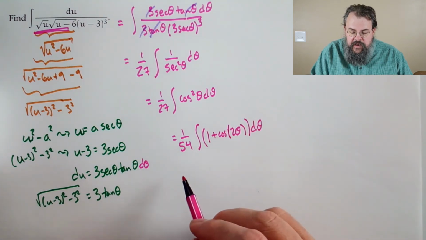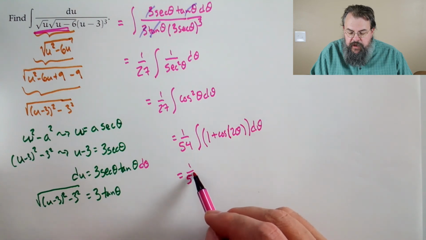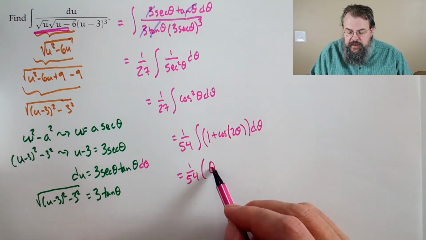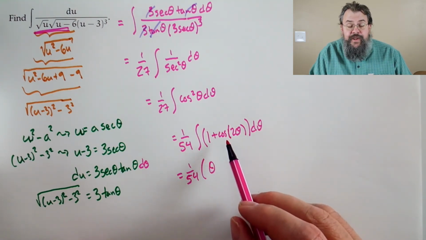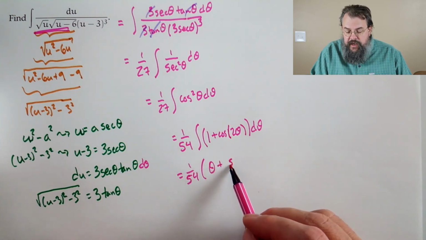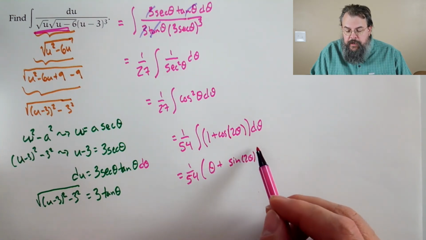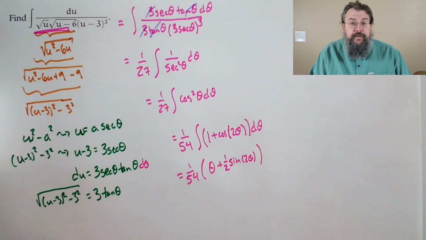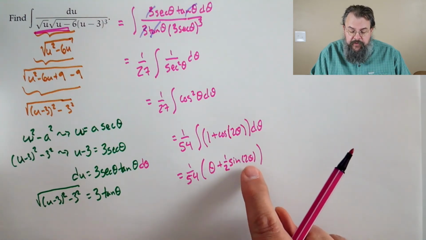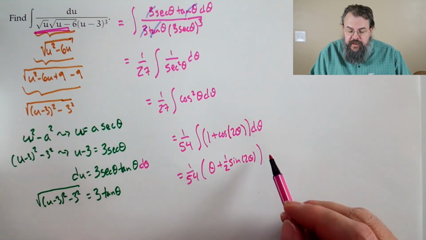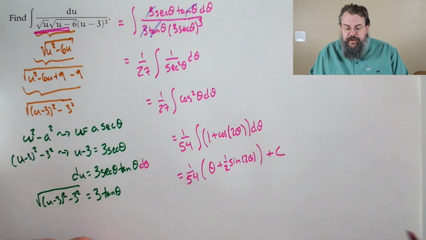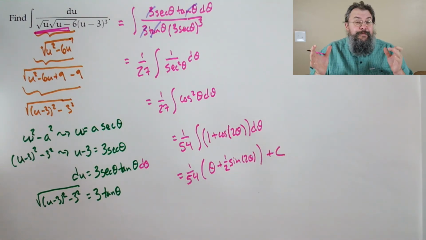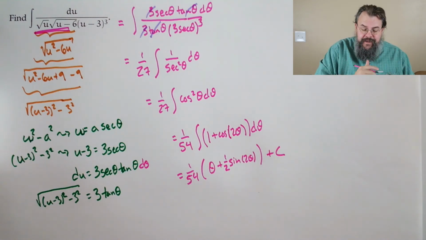Okay, so we get 1 over 54, and now theta, and then the integral of cosine 2 theta would be sine of 2 theta, but we need to multiply by a factor of a half. That factor of a half because of the 2. All right, good. So we've integrated. Aha! But we're not done. We've got to work our way back.